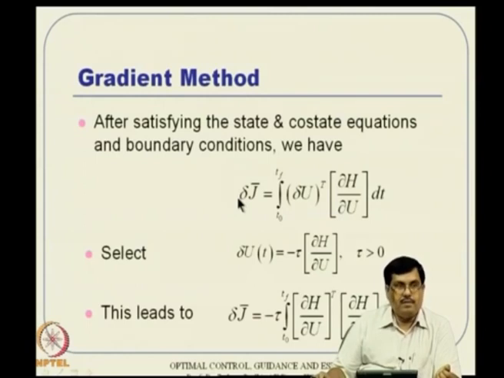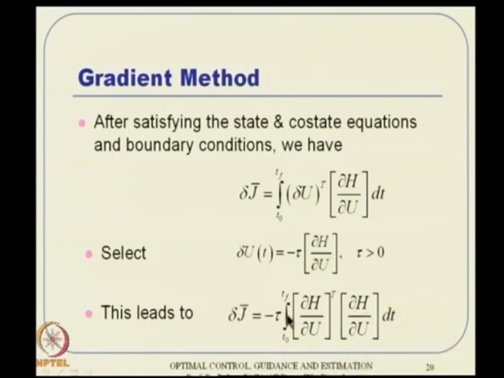minimum value basically. So, using this concept of gradient vector and things like that, a natural selection is del u is negative of some factor tau times del s by del u again. So, if I select it that way, then del j bar turns out to be like this, and hence it is guaranteed to decrease. Del j bar is guaranteed to be negative.